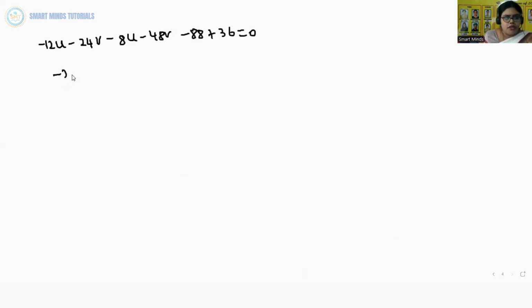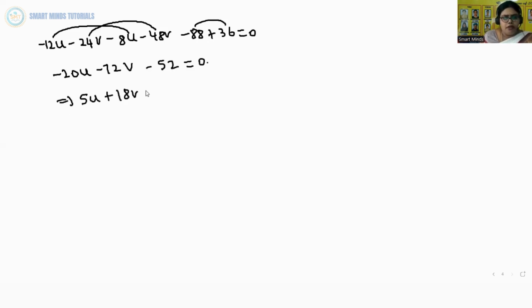So we get minus 12u minus 8u is minus 20u. Minus 24v minus 48v is minus 72v. Minus 88 plus 36 is minus 52, is equal to 0. If I take minus 4 common, we get 5u plus 18v plus 13 is equal to 0. Let's say this is equation number 7.